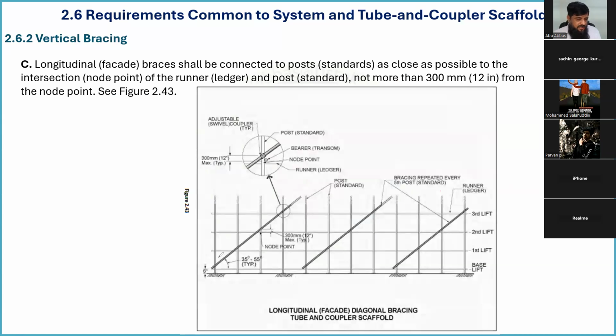Okay, we have flipped the picture. So 30 to 35 degree. And here the post and standard, because they are at the front, so post to post we are going with them. Okay, because post is outer, we attach them with the outer side. Technically, with normal couplers we cannot fix them with the ledger. But it will be closer to this point. Again, the same thing, within 12 inches from this node point.